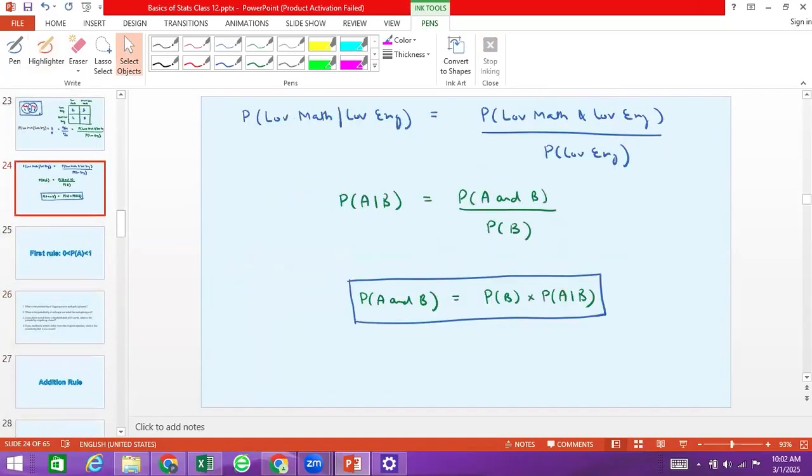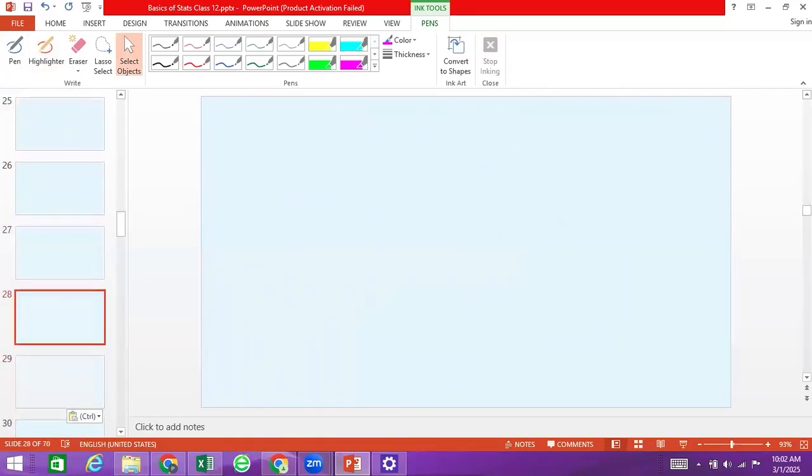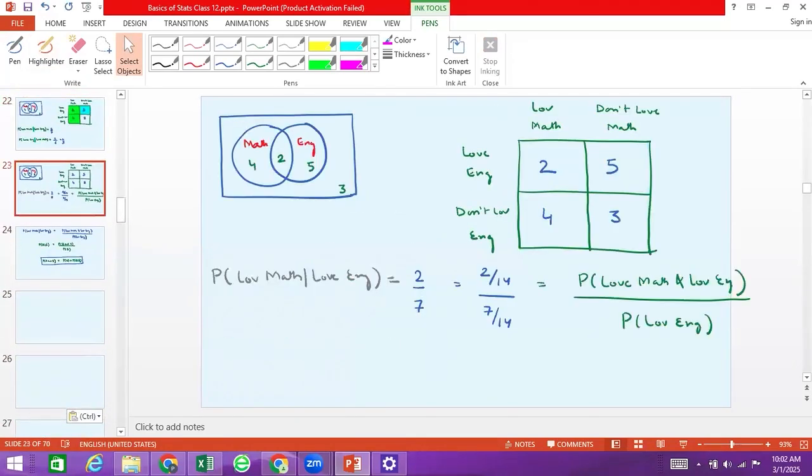Can you explain it? Actually, I disconnected the previous screen before this formula, after how we wrote this 2 by 14 and 7 by 14. Yeah. So I was saying that 2 by 7 is the same as 2 by 14 divided by 7 by 14, because we can divide the numerator and denominator by the same number and it will remain the same.